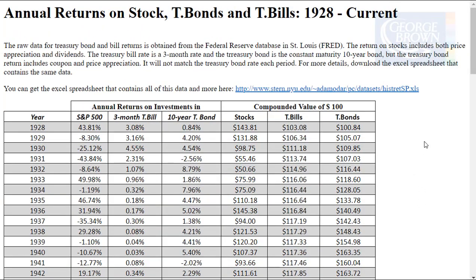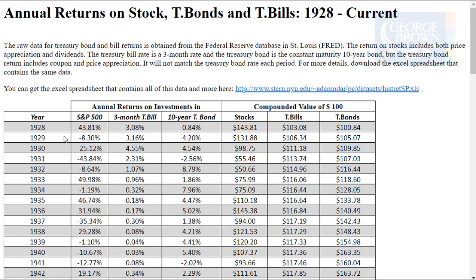You can see that Stern NYU, and this is Damodaran's website. Very excellent website that's got a lot of financial models, etc. But I like his annual returns on stocks, T-bonds, and T-bills from 1928 to current. So you can see here annual returns on investments in the S&P 500, 3-month T-bill, 10-year T-bond, and then he's doing the compounded value of $100, okay?